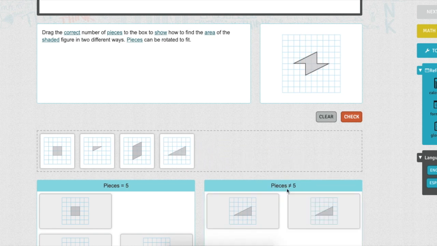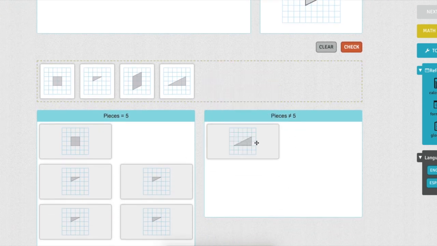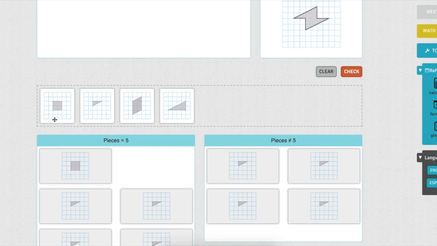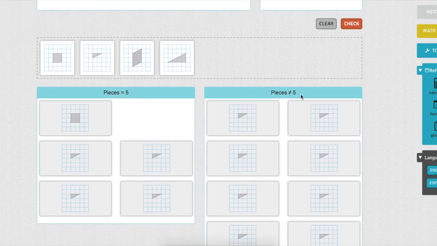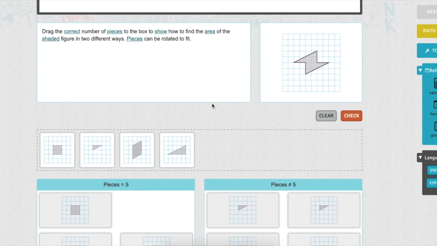Now this one says less than, or not equal to 5 pieces. So I could use more pieces or I could use less pieces. That is up to your discretion, because technically this piece, there's 4 of them in here. So I could have, instead of doing it this way, said 1, 2, 3, 4, and then 4 more for that square. 1, 2, 3, 4. And that would be not equal to 5 pieces. That would be equal to 8 pieces. Okay, so that's another option you have. There are multiple right answers to this one.